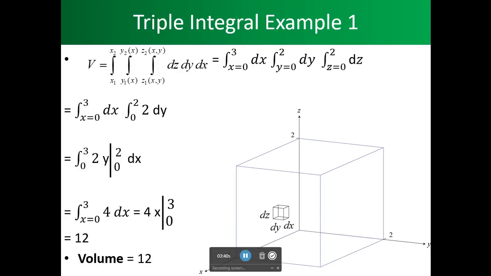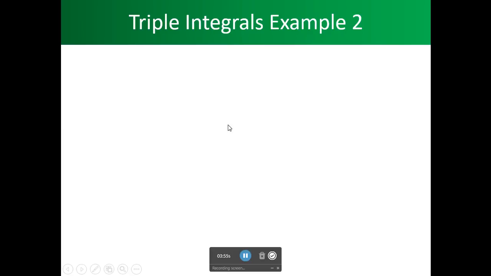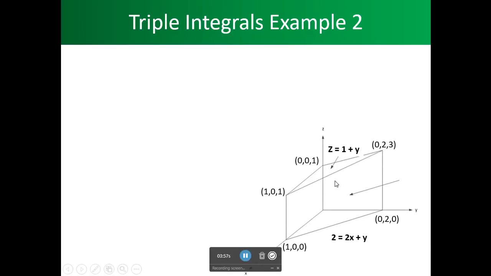Now we're going to start doing, not spheres, we have a cube here. We're going to be bounding these by planes now. Example 2, we're going to be dealing with planes. Here we have an upper plane, z equals 1 plus y, and a lower plane, 2 equals 2x plus y. And we have corners, so we're going to have boundary points on this.